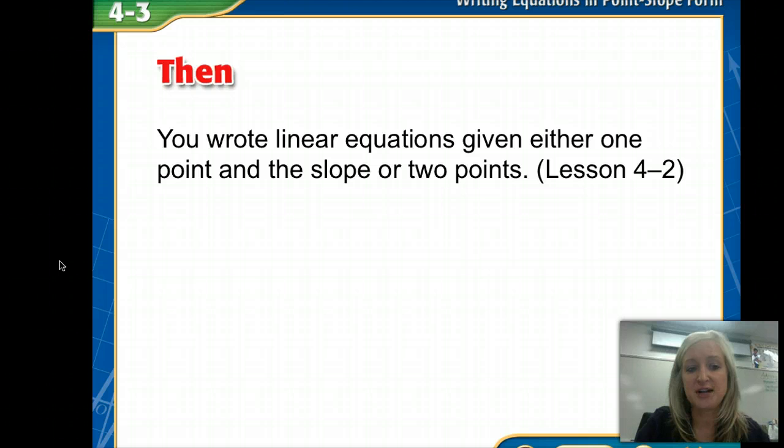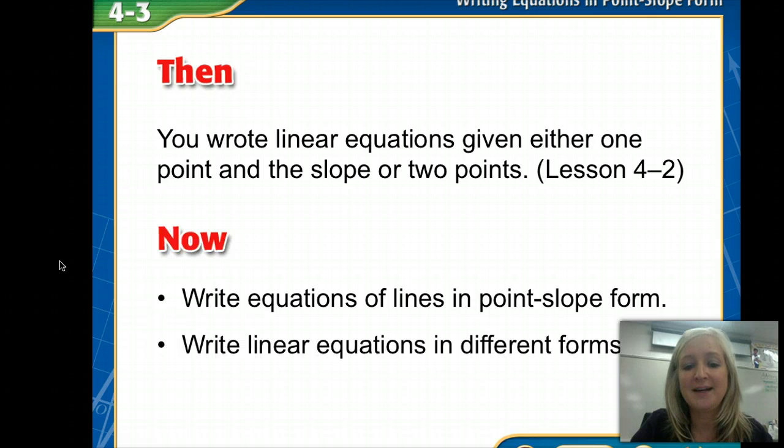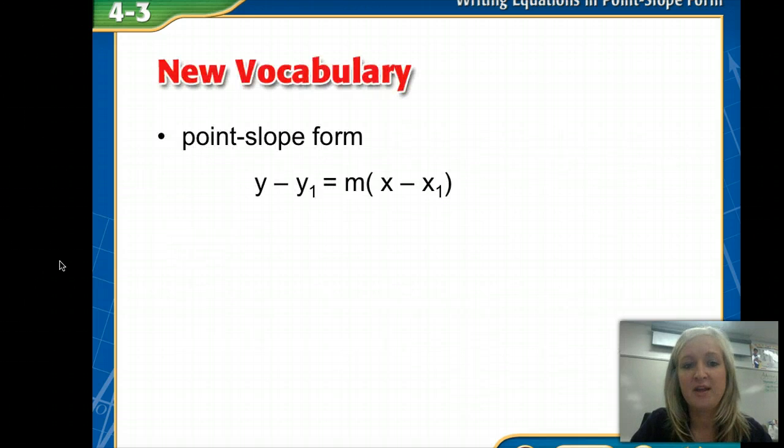All right, the previous objective was to write linear equations given either 1 point and the slope or 2 points. That was from 4.2. Today's objective is to write equations of lines in point slope form, and then write linear equations in different forms, such as standard form or slope-intercept form. The only vocabulary term that you have to know is point slope form. So make sure you get this written down. y minus y1 equals m times x minus x1. That's the equation for point slope form.